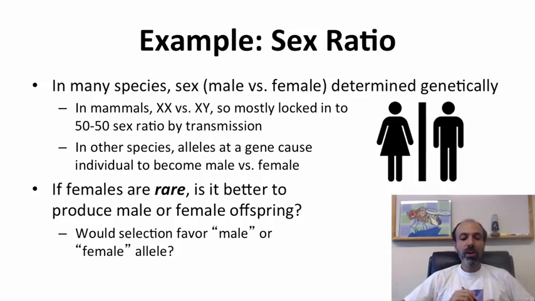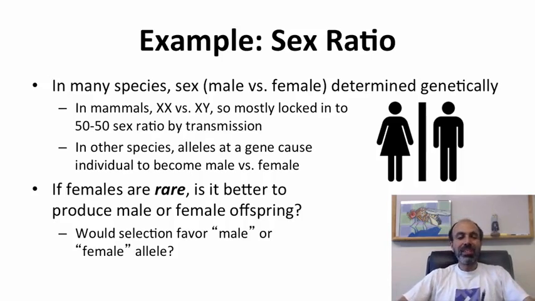Now, if females are very rare in the population, and you need both males and females to make offspring, is it better for you to produce male or female offspring? Is it better to produce the abundant type? Or is it better to produce the rare type? Essentially, in this particular example, would selection favor the male or the female allele? It's probably better to produce the rare type because you're more likely to mate. If you produce the common type, you're very likely not to mate.